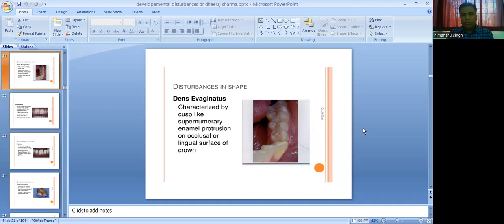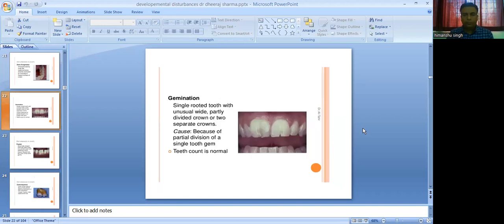Then we have dens evaginatus. It is usually characterized by a cusp-like supernumerary enamel protrusion on the occlusal or on the lingual surface of the tooth. The photograph is showing a premolar with an enamel protrusion. The next condition is gemination: a single root tooth with an unusually wide and partly divided crown, or two separate crowns.